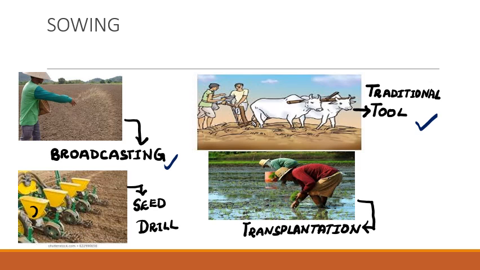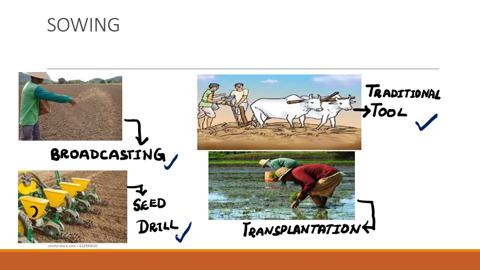Next is the seed drill. A seed drill has long tubes which are connected at the top with a funnel. The seeds to be sown are put into the funnel and the seed drill is tied at the back of a tractor-driven plow. When the plow cuts through the soil, the drill deposits the seeds at equal distances and at appropriate depths. So the advantage of using seed drill is that it saves time as well as labor. The next method is transplantation.